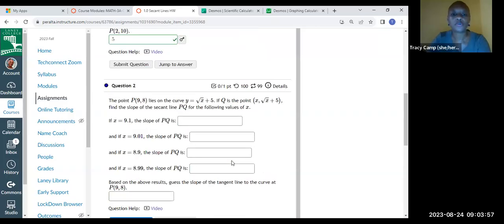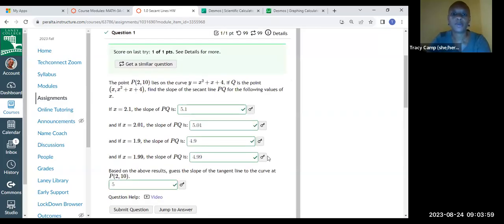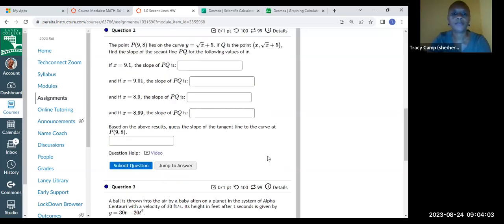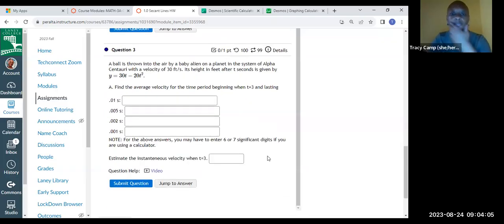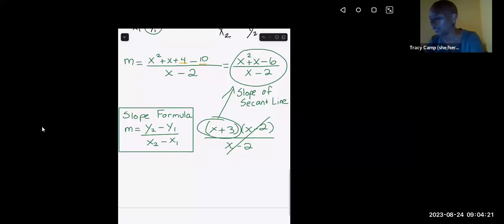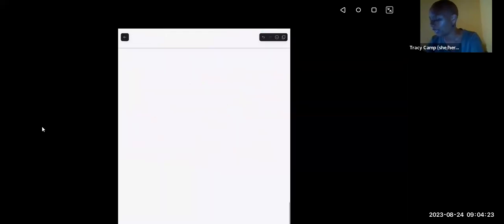Problem number 2 is just like number 1, so you want to work through it the exact same way. Number 3 is a little bit different. What number 3 takes into account is that you might have talked about, in your algebra classes, how slope is the same thing as average rate of change.